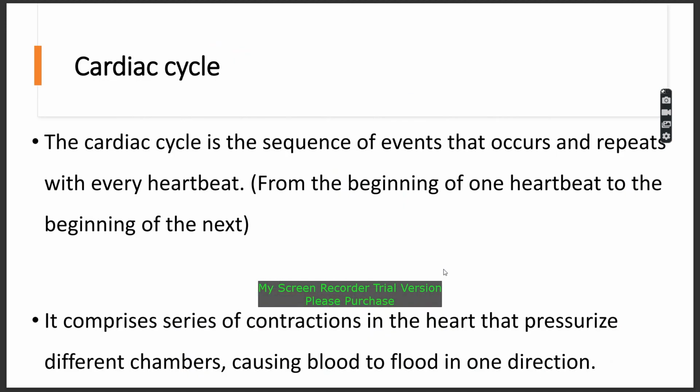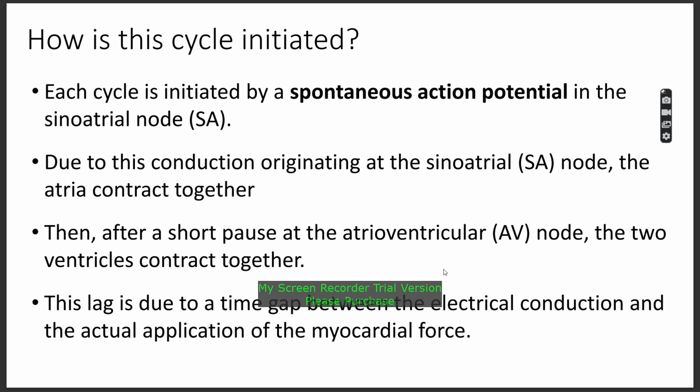So the cardiac cycle is a sequence of events that occurs and repeats with every heartbeat, from the beginning of one heartbeat to the beginning of the next. It comprises a series of contractions in the heart that pressurize different chambers, causing blood to flow in one direction. How is this cycle initiated? Each cycle is initiated by a spontaneous action potential in the sinoatrial node.